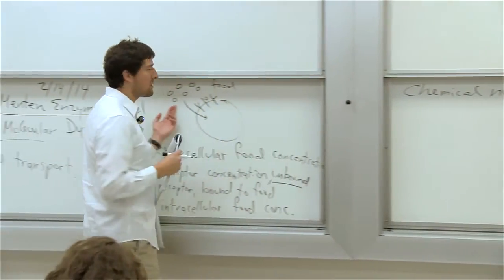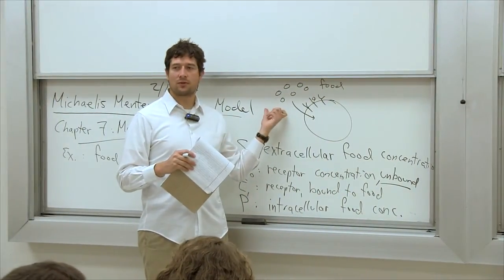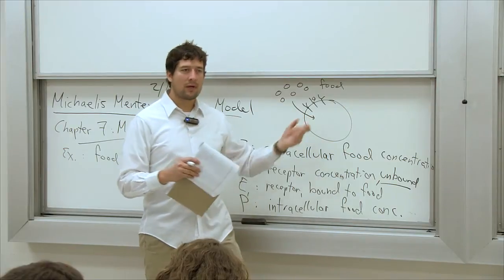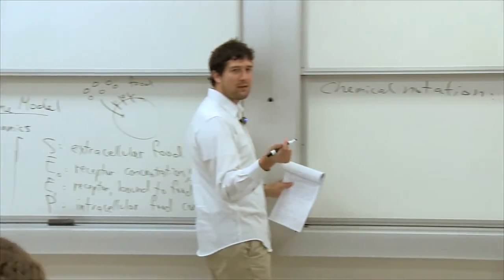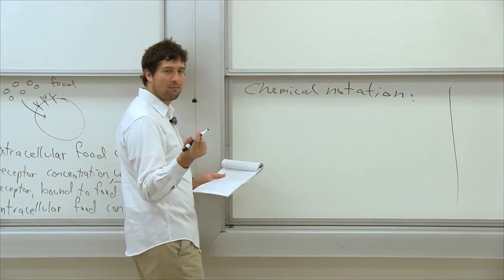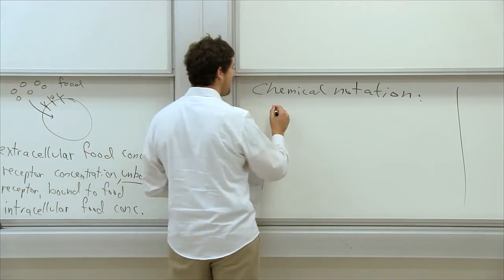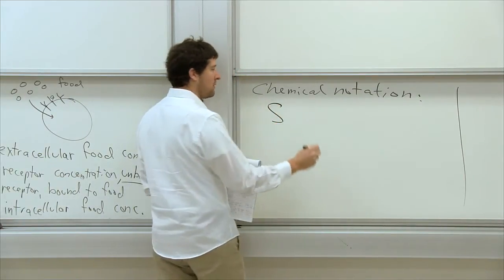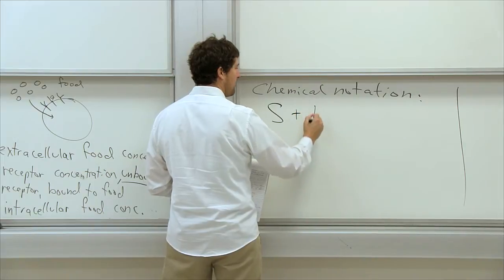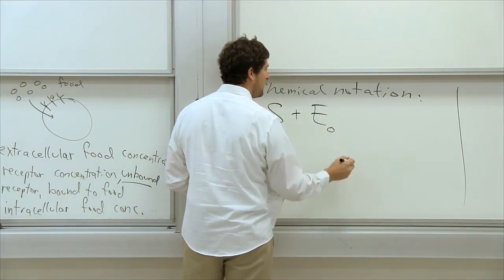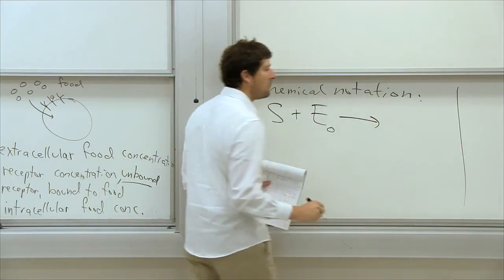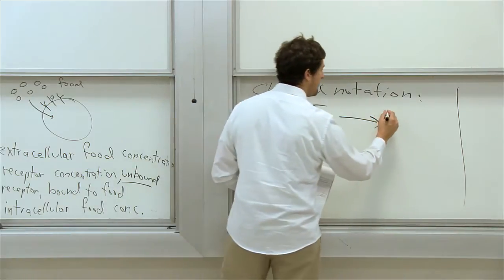What is the first reaction you can think of? What happens first? Food binds to a receptor. Exactly, the food binds to the receptor. So how would you write that chemically? The food binds to the receptor and turns into what? Turns into E1, that's right.